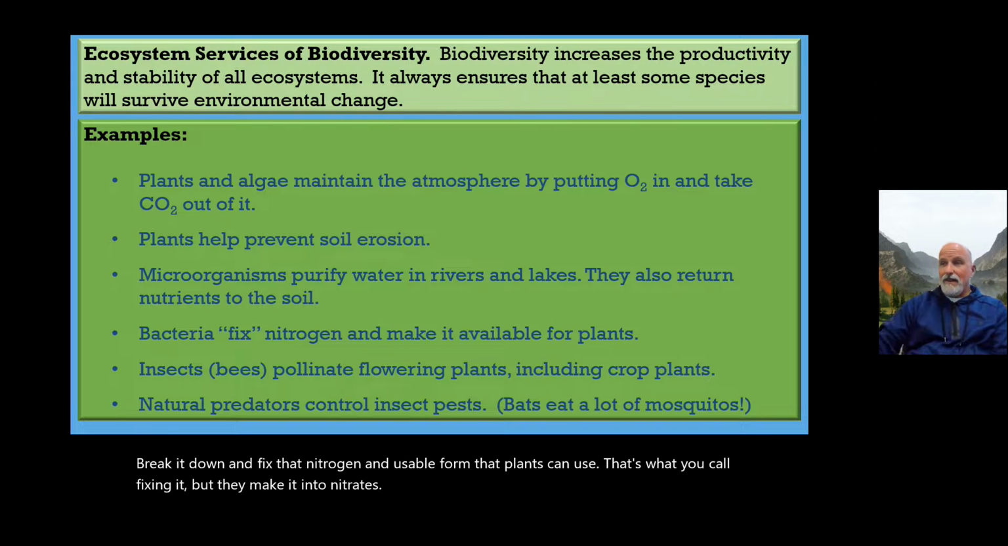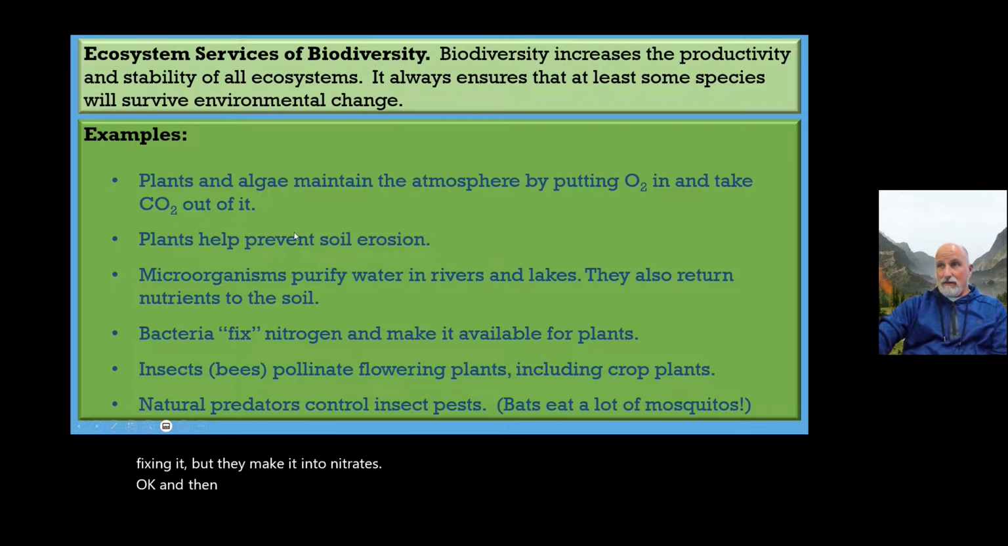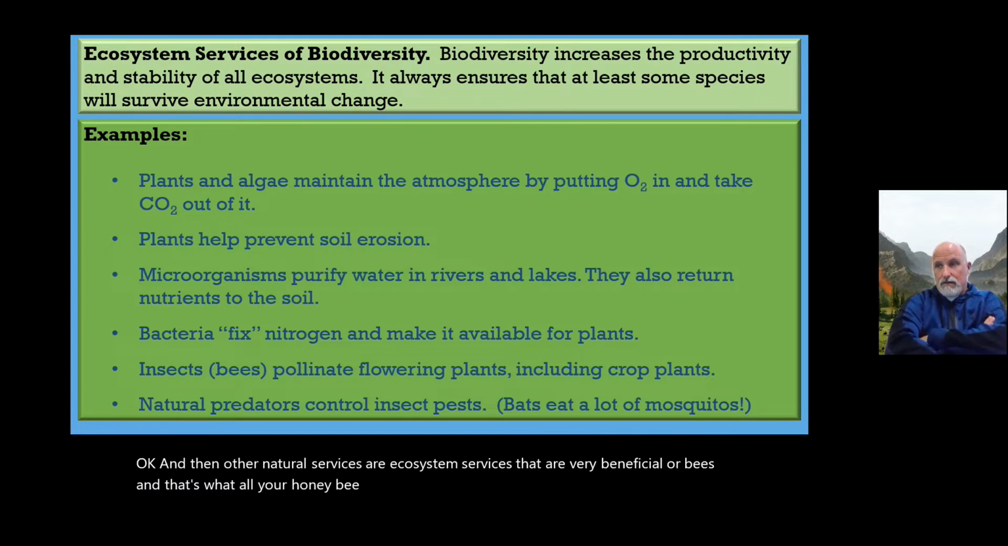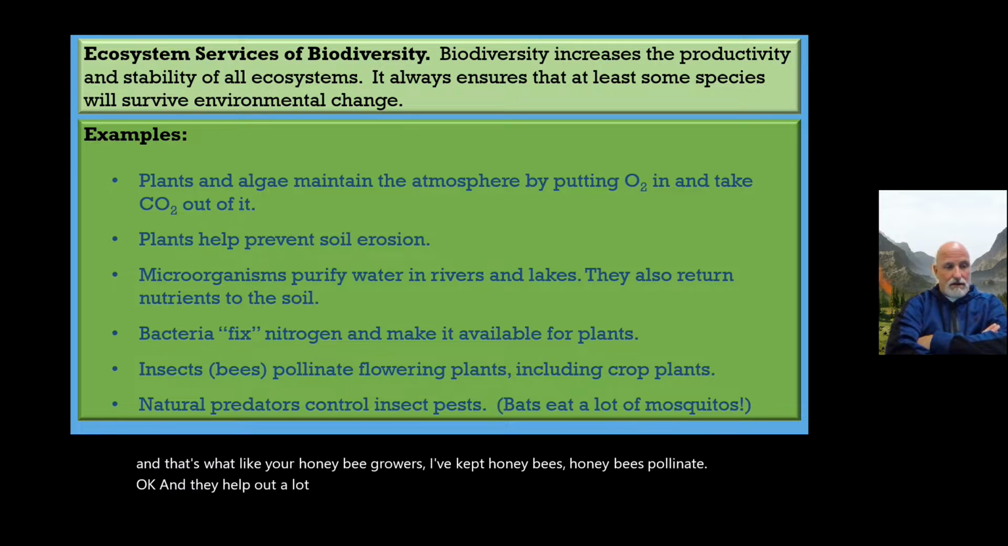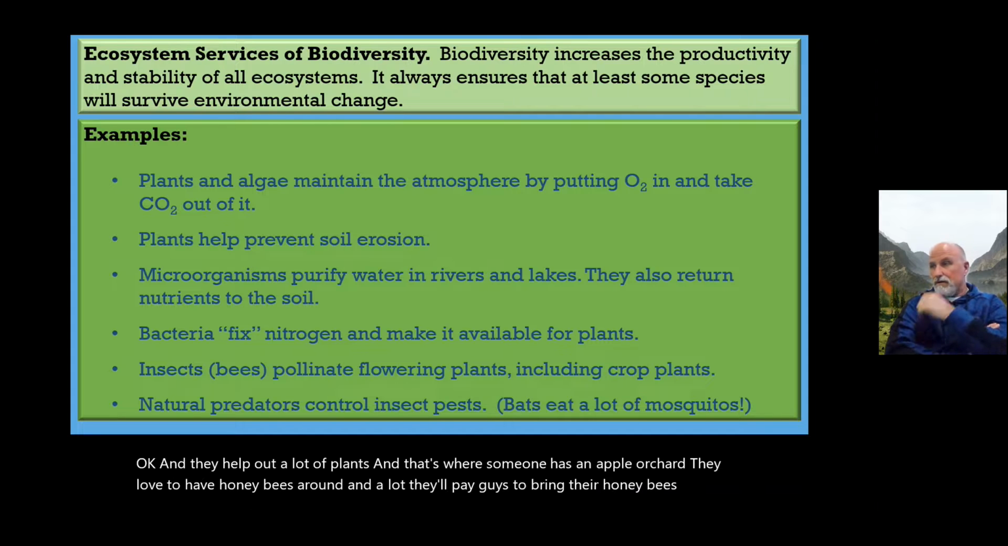And then other natural services, or ecosystem services, that are very beneficial are bees, and that's what a lot of your honeybee growers do. I've kept honeybees. They pollinate, and they help out a lot of plants, and that's where if someone has an apple orchard, they love to have honeybees around, and they'll pay guys to bring their honeybees and set them up at their orchards.